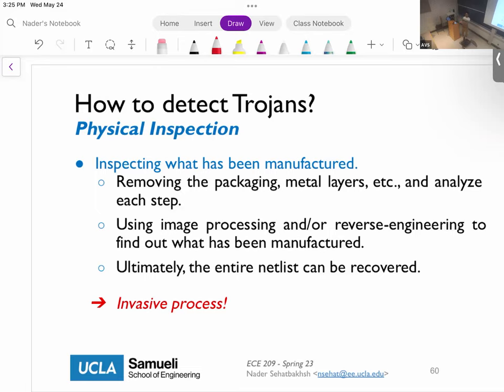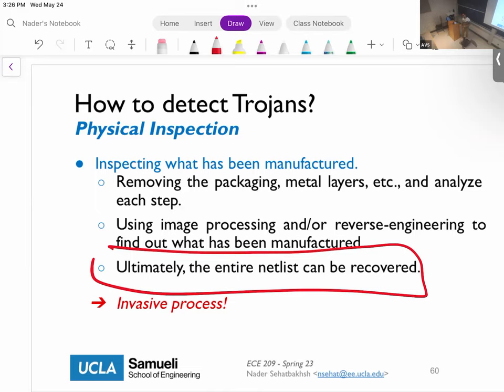This process is usually very invasive because you have to actually remove the layers from the system. You have to take out the different chips from the motherboards. Within the chips, you need to destroy each metal layer. You need to do some form of image processing or microscopy, signal processing. But ultimately you can recover the entire netlist of circuits and gates in the system.